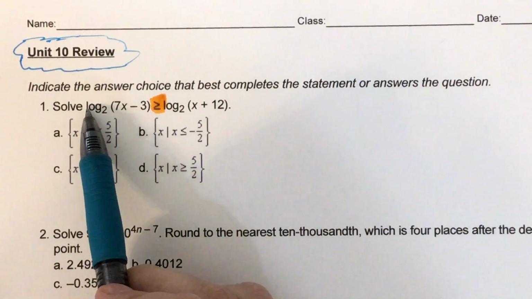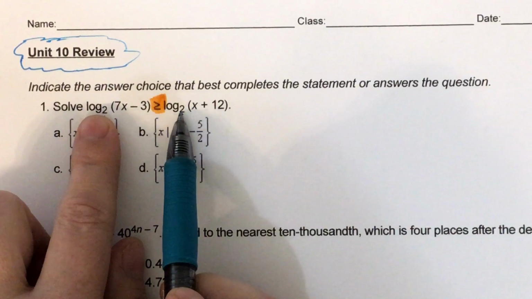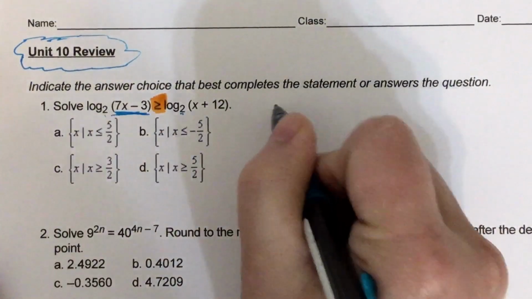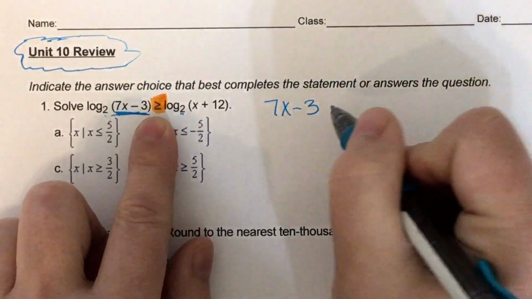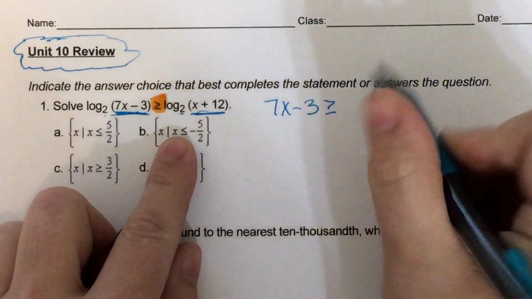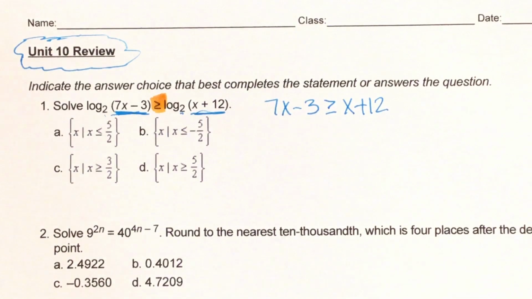As long as these both say log base 2, as long as their bases are the same, then we just take this expression, 7x minus 3, drop down the inequality sign, and then write down this expression, x plus 12. And then we just solve this like we would solve a regular equation.